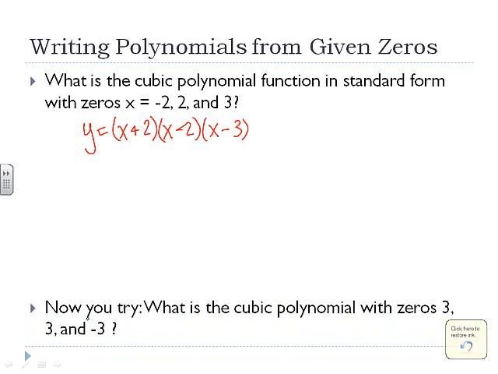Now you try one with these 3 zeros. The answer for this one is y equals x cubed minus 3x squared minus 9x plus 27. You should have found in this one that you had like terms that you would have needed to combine.